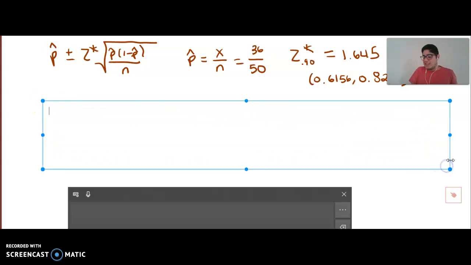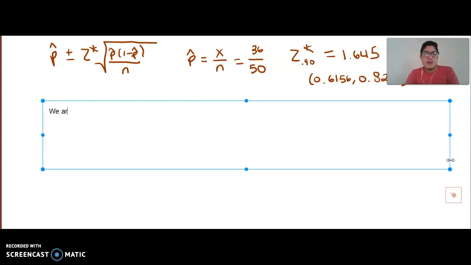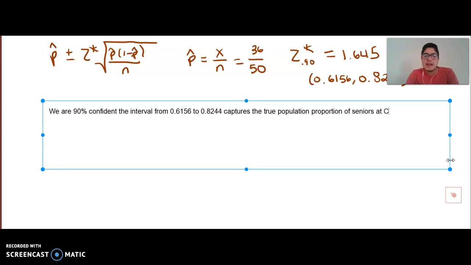And how would I communicate that? Well, easy. We are 90% confident the interval from 0.6156 to 0.8244 captures the true population proportion. So this is our parameter in context: the true population proportion of seniors at Cache who want to attend prom. So there we go.